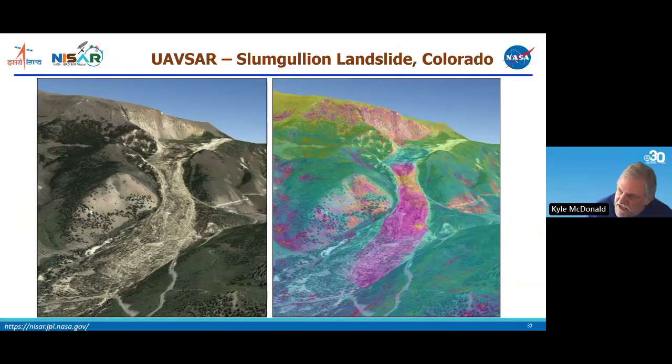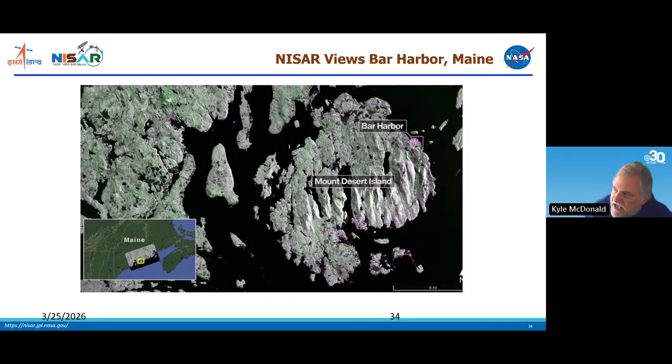In terms of some of the hazards, this is an image of a landslide that was acquired by the NASA airborne radar. We'll be able to look at surface deformation and disturbance associated with things like landslide events and avalanches as well. Get into some of the NISAR data that's starting to come back. This is an image of a coastal region in Maine, showing the features and escarpments and things in the island environments.